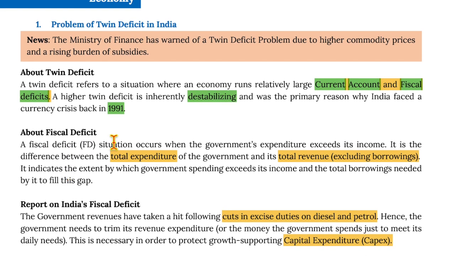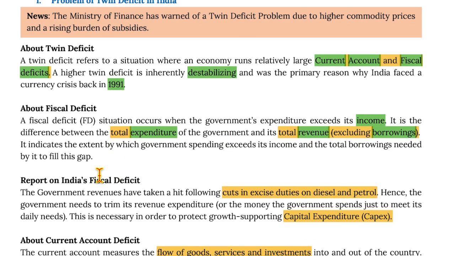Now, about the fiscal deficit. A fiscal deficit is a situation which occurs when the government expenditure exceeds its income. It is the difference between the total expenditure of the government and its total revenue, excluding the borrowings.